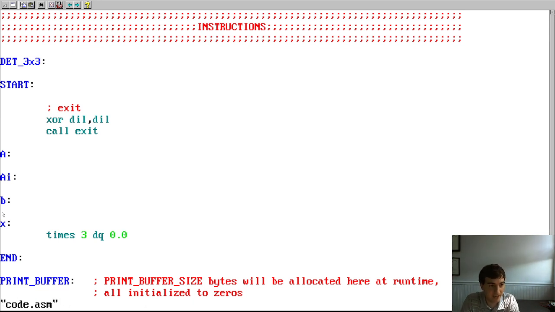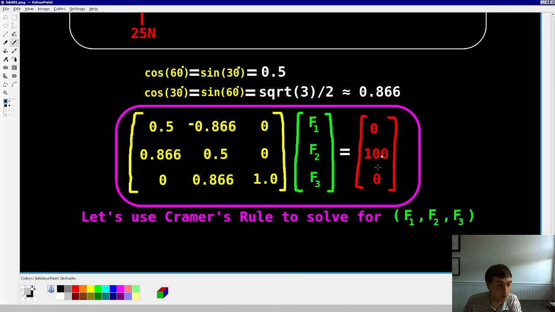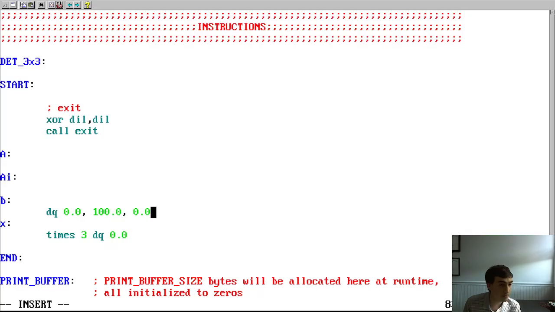The right-hand side vector here, I believe it was 0, let me put 0.0, 100, 0. Let me check. Yep, 0, 100, 0. Again, it has to be floating point. You have to put the 0.0 to make it floating point. Otherwise, it will just be an integer value, 8 bytes long. And then I'm gonna put this value into the A memory location.